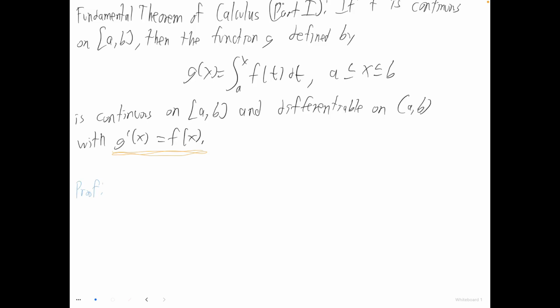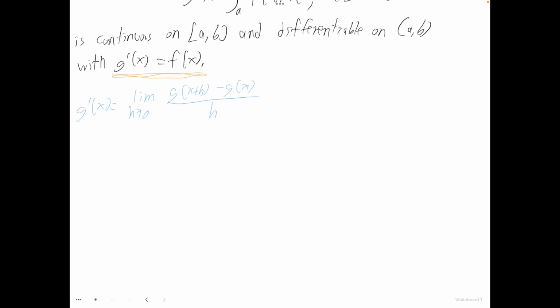Okay, so first, remember how derivatives are defined. Maybe we should write that down first. So remember that the derivative of g is defined to be the limit as h goes to 0 of g of x plus h minus g of x divided by h. Okay, so that's the definition of the derivative. It's going to come up in the proof right away, so I thought probably a good idea to remind you. That's why we're shooting for g prime of x being equal to f of x. So that's why we're going to be looking at what we will be in the proof.